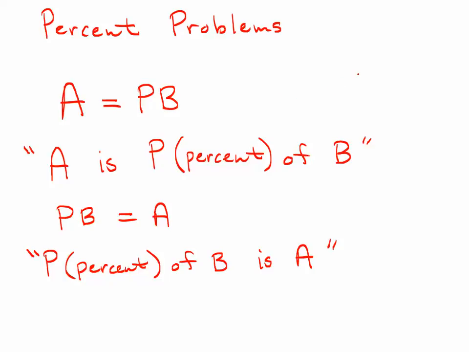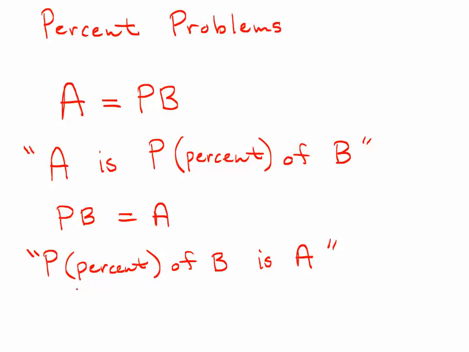There really are two different ways to say percent problems. The first one is the amount is equal to P, which is labeled as percent, times B. And this formula is really talking about A is P percent of B. That's the way we would read it. So when we get to our problem, we're just going to go backwards. If it's written like this, we're going to use this formula.